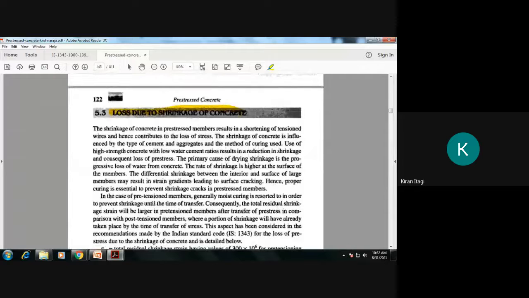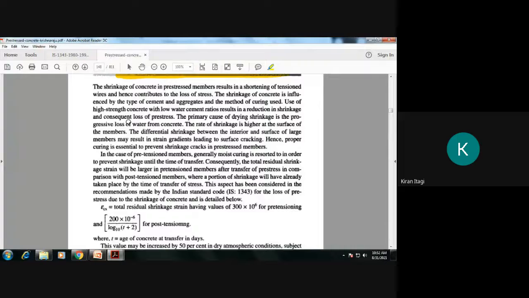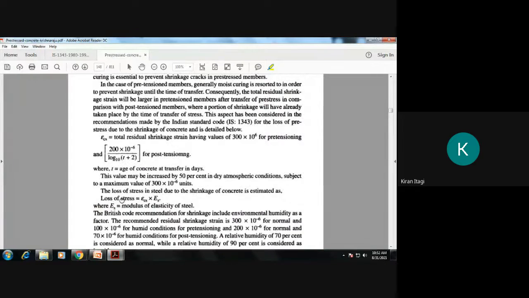Now the next loss is the loss due to shrinkage of concrete. The loss of stress is given by epsilon Cs multiplied by Es. The value of epsilon Cs is 300 into 10 power minus 6, and the Es value will be given in the question, that is the modulus of elasticity of steel. Remember this one.